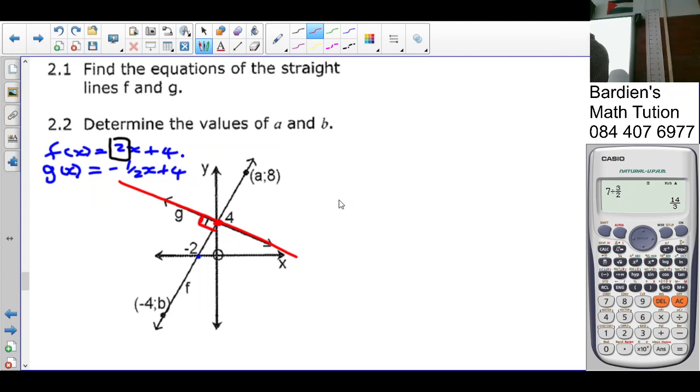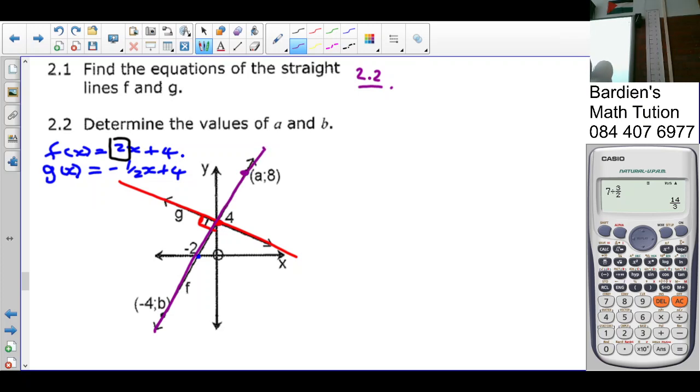Right. So in 2.2, the question says determine the values of a and b. Lowercase a, lowercase b. So where do you find a? It's there, not so? That coordinate is a and 8. So what we're going to do is, remember, if we substitute, a and 8 lies on which graph? Lying on the graph of f of x.